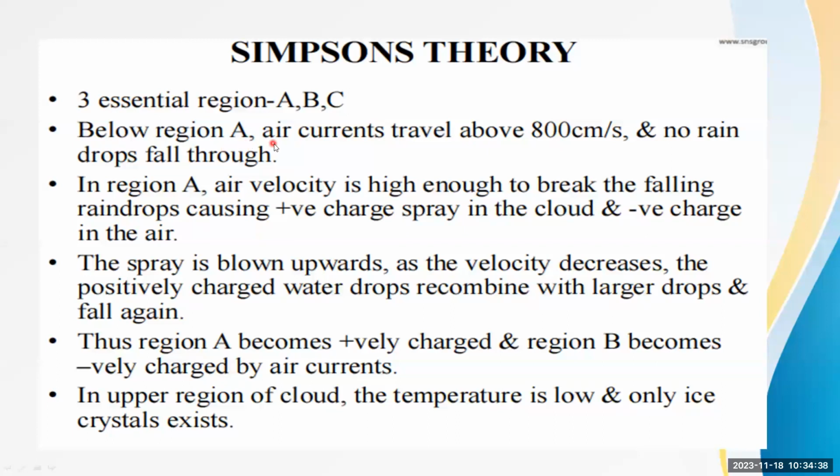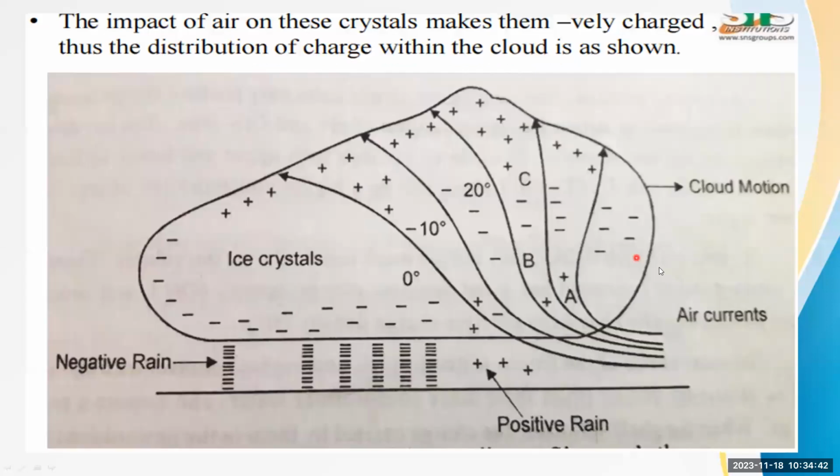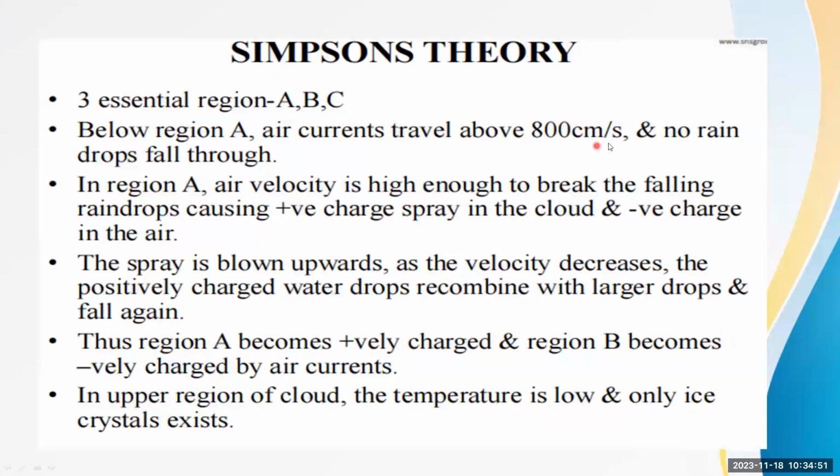Below region A, air currents travel at a speed of about 800 centimeters per second. Because of this speed, no raindrop can fall through.